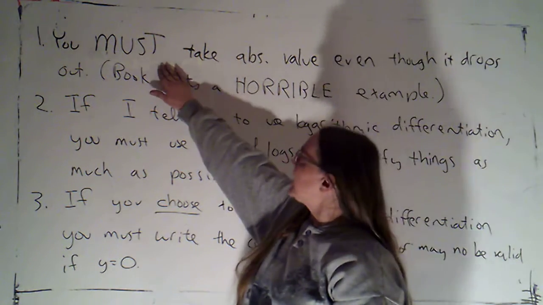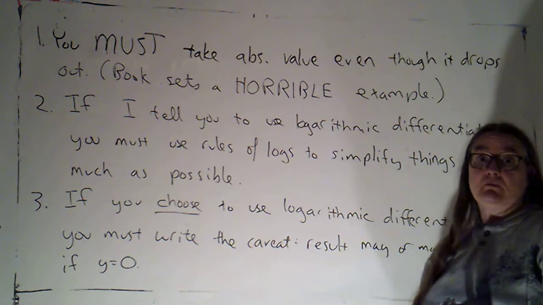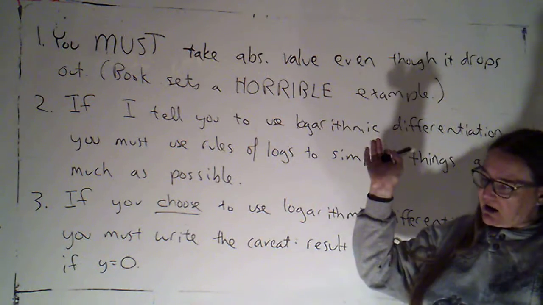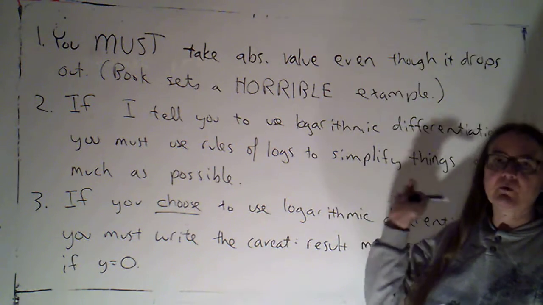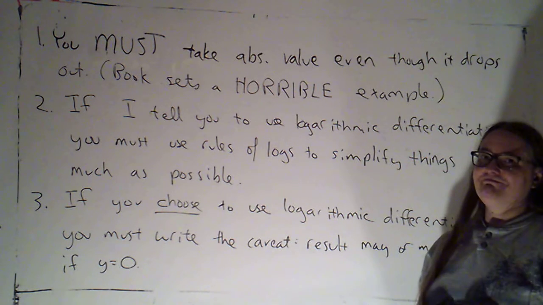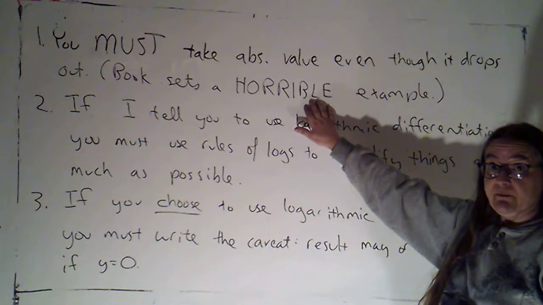Number one, you must take the absolute value, even though it's going to drop out. If you completely forgot to take the absolute value and you just took the log and then took the derivative and solved for y prime, you'd get the same answer. You would not get the same grade. Okay? Now, I warn you, the book sets a horrible example here.